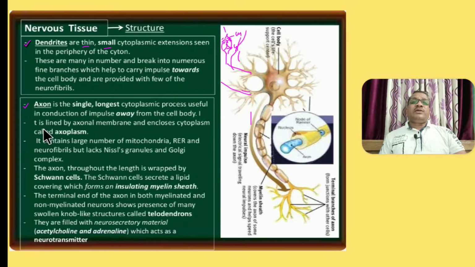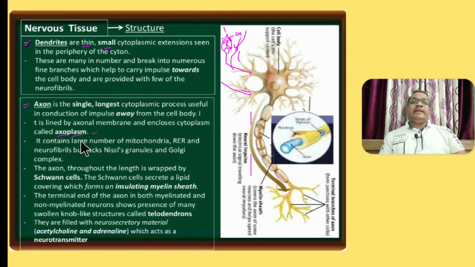Now, this axon is lined by axonal membrane and enclosed in cytoplasm called axoplasm. So, the cytoplasm which is present inside this axon is called axoplasm. The cytoplasm which is present inside this axon is called what? It is called axoplasm.